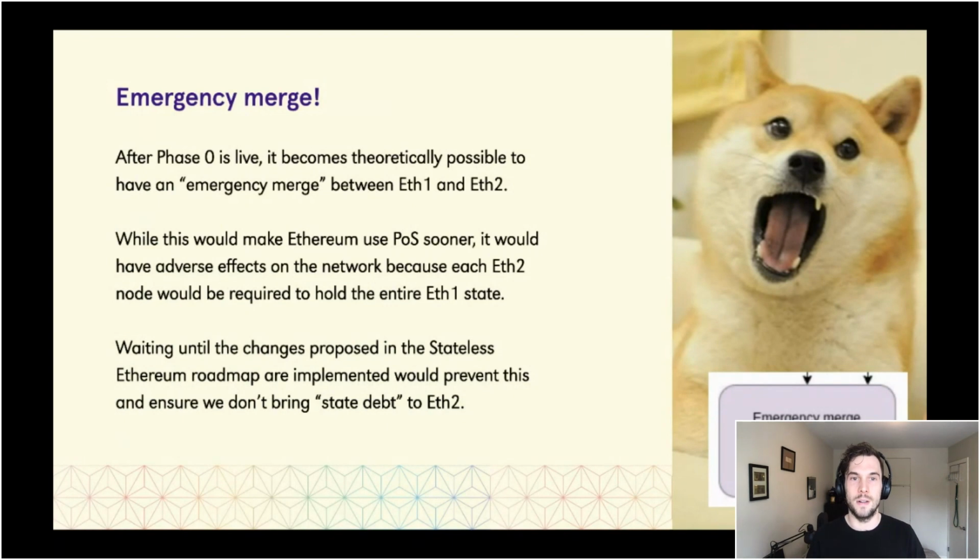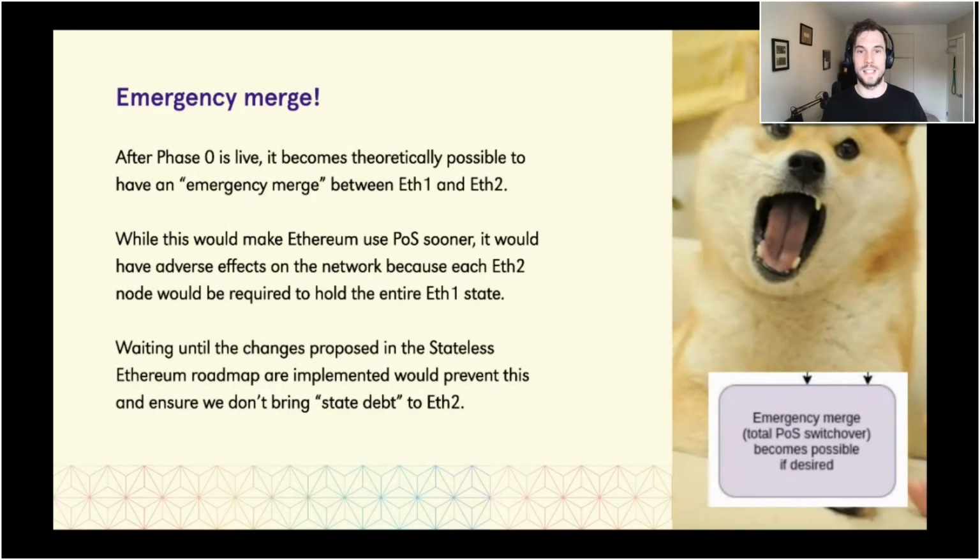And the cost that you get here is that if we do this merge right now, all of the Eth1 nodes will still need to store all of the Eth1 state, right? We haven't gotten the stateless Ethereum work done. And this means that we'd be nullifying this property that we worked hard to get on Eth2, which is that nodes don't actually need to hold all of the state. So if we wait slightly longer and we actually implement all of these changes from stateless Ethereum before merging Eth1 to Eth2, we're not bringing all of this state debt to Eth2. But again, it would still be possible to do this merge if we absolutely needed to.